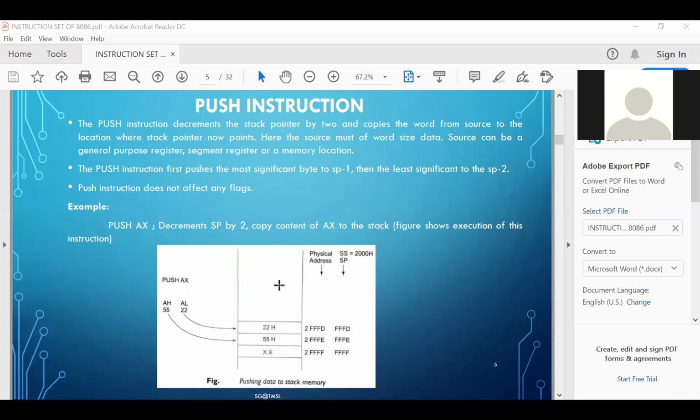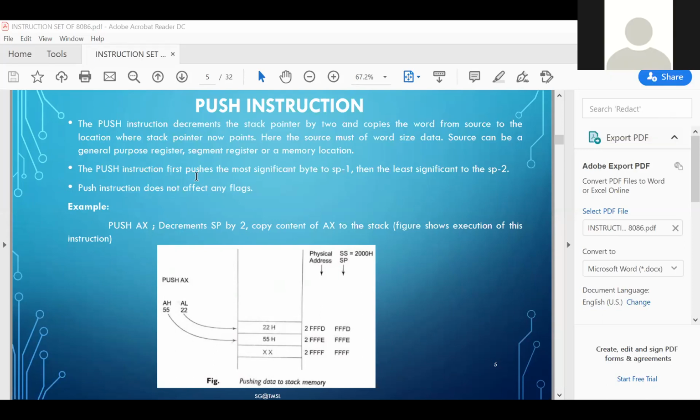So you need two addresses: one is the segment address, and another is the offset address. The combination of these two addresses generates the 20-bit physical address. Is it clear up to this much?